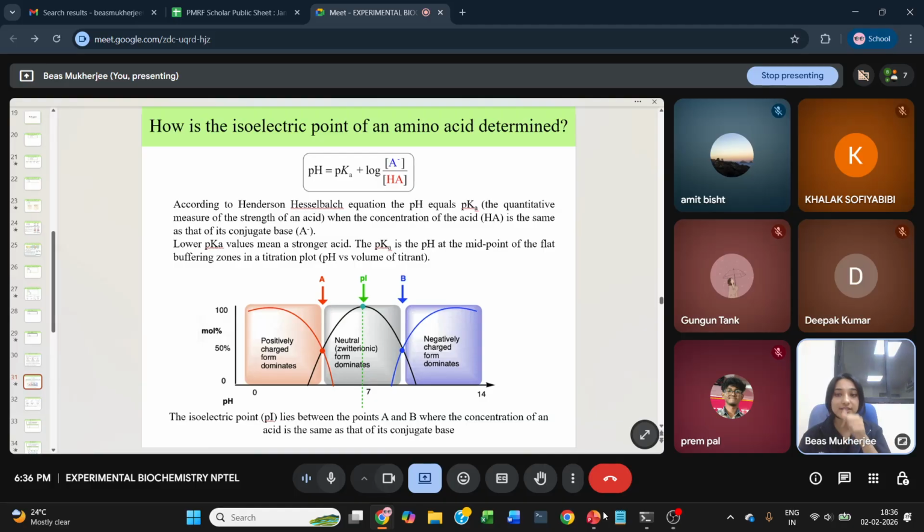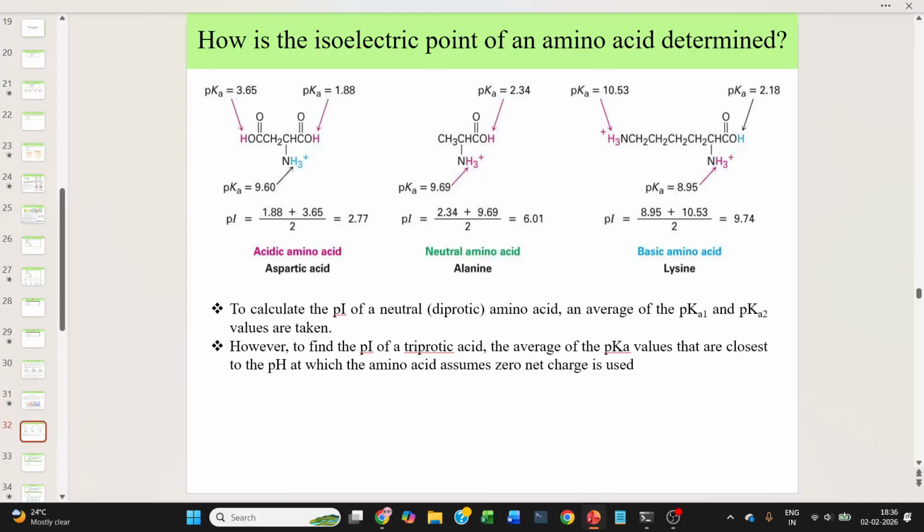Okay, so if you look at this figure, you will see that the positively charged form dominates in lower pH, the negatively charged form dominates in higher pH, and the region between is where the neutral or zwitterionic form dominates. So your pI will be the 2 pKa values that are on either side of the zwitterionic form. Okay, so the isoelectric point or pI lies between the points A and B, where the concentration of the acid is the same as that of the conjugate base. Okay. Now we'll move on.